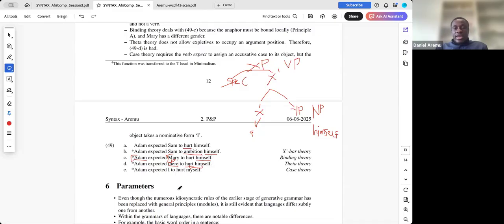That's why. All right, 49e, case theory. Anyone? Adam expected I to hurt myself. How does case theory explain 49e? Why is 49e ungrammatical?